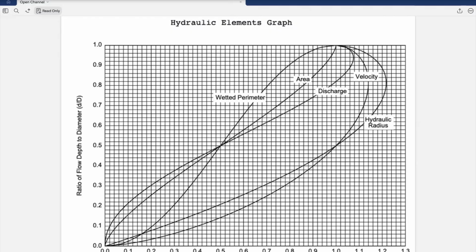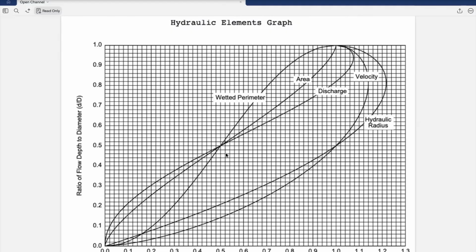And let me explain the axes. The vertical axis is the ratio of flow depth to diameter. If your pipe is 2 feet wide, that is the diameter, and the water is 1 foot deep, d, your ratio will be 0.5. Similarly, the horizontal axis represents the ratio of the element. It goes from 0 to 1.3 in this case. This tells us what percentage of the full capacity we are actually using.